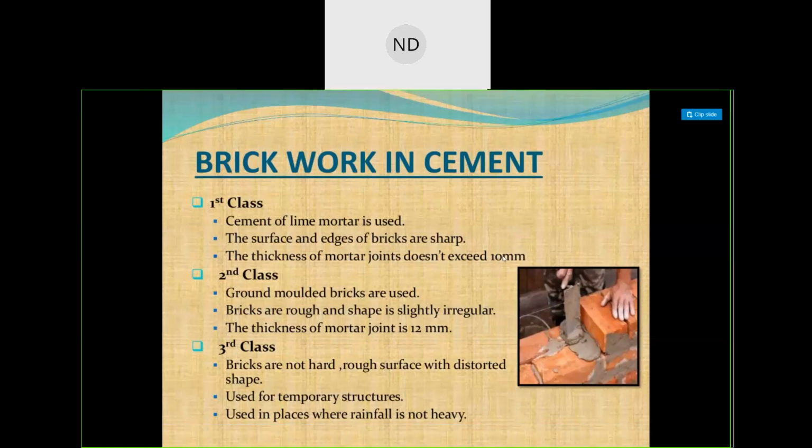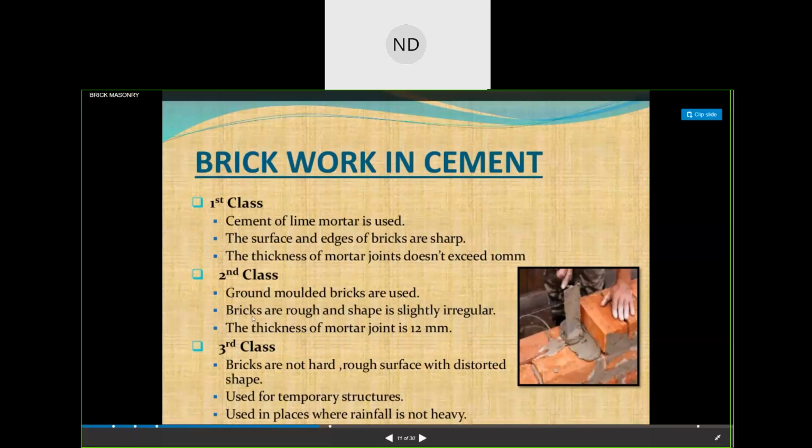The second class is what? Ground molded bricks are used. Bricks are rough and the shape is slightly irregular, but the edges are sharp. But in the third class, what is happening? Bricks are not hard, with a rough surface and distorted shape. This is used for third class brickwork. These are brickworks, where with the help of cement mortar we are mixing and bonding these bricks.